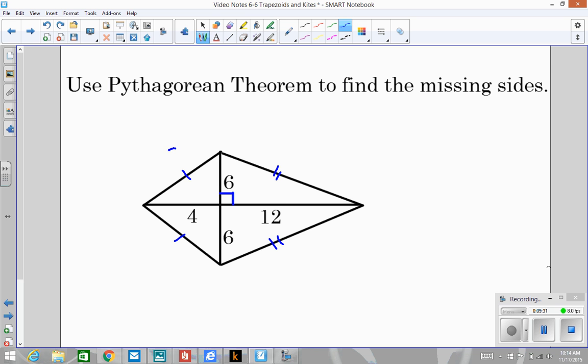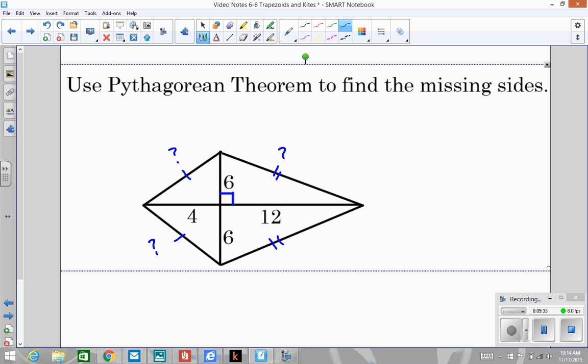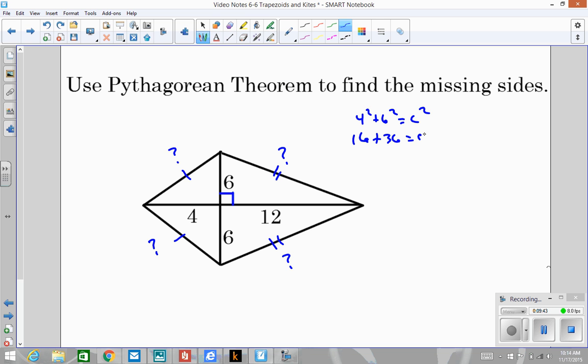So we want to find the length of this side and this side. If we look at this first one, we've got 4 squared plus 6 squared equals c squared. So that's 16 plus 36 equals c squared. 52 is equal to c squared, so c is equal to the square root of 52, which is going to be 2 square root of 13. So this is 2 square root of 13, and this is 2 square root of 13.